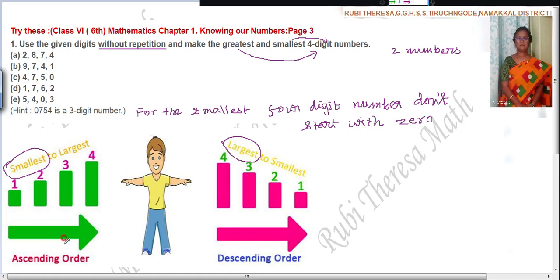Ascending means what? Smallest number. When you want to frame a smallest number, you have to write in ascending order. When you want to frame a largest number, you have to write in descending order. Now shall we go to the problem? First, here they have given greatest. Greatest and largest have the same meaning. Instead of largest, you can write greatest also. Do you follow?